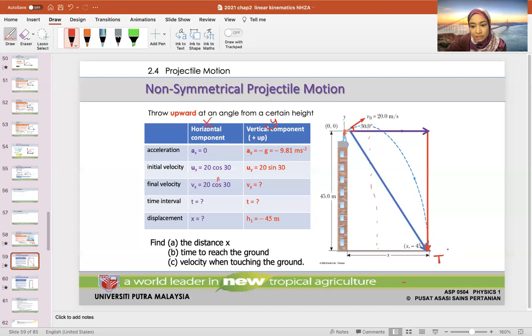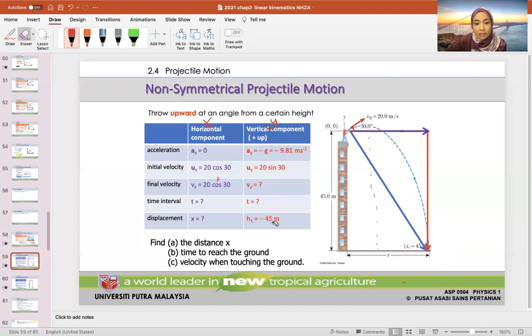If you want to find the time here, then the velocity should correspond here. The displacement should correspond here as well. So everything must correspond here. Velocity when touching the ground is also being asked. And we know what our Vx is. We just need to find our Vy.